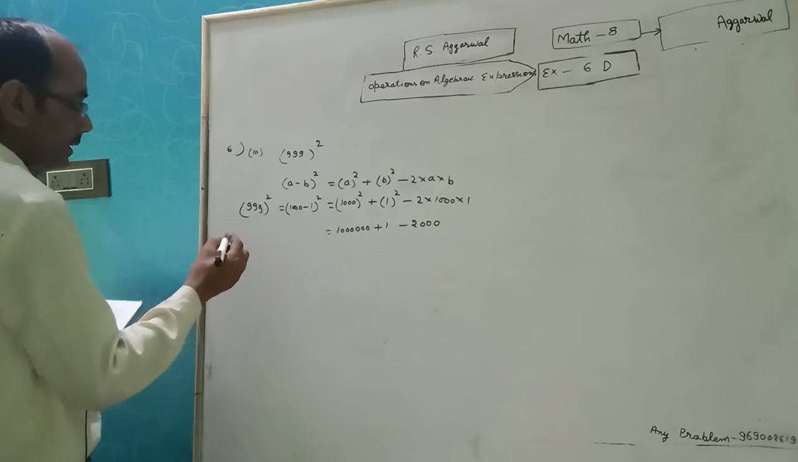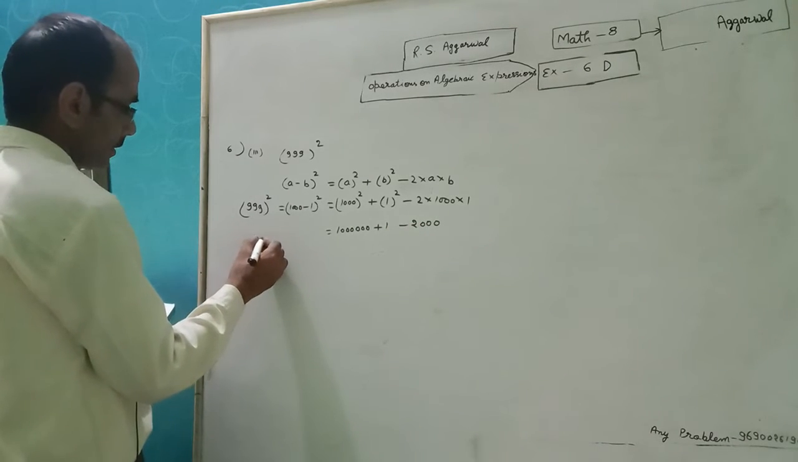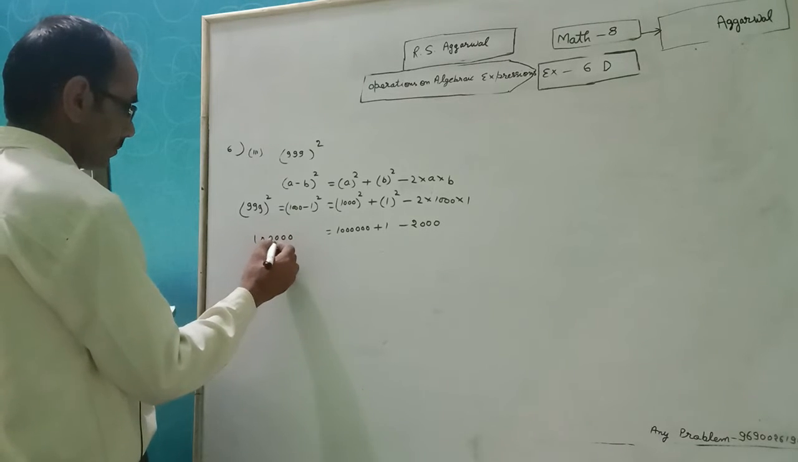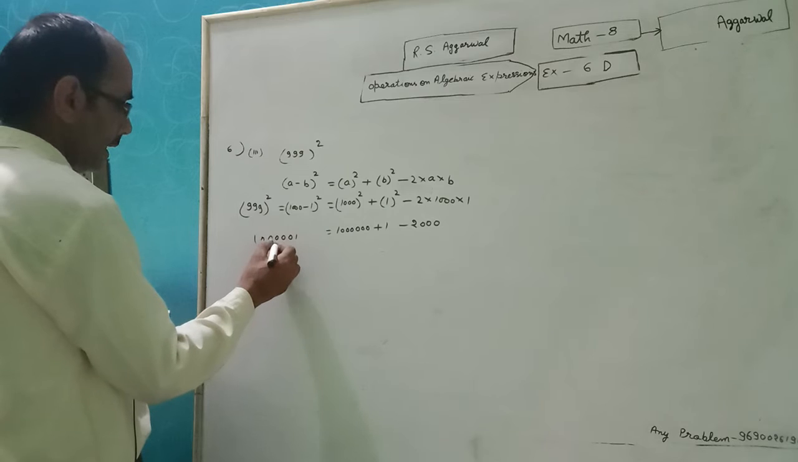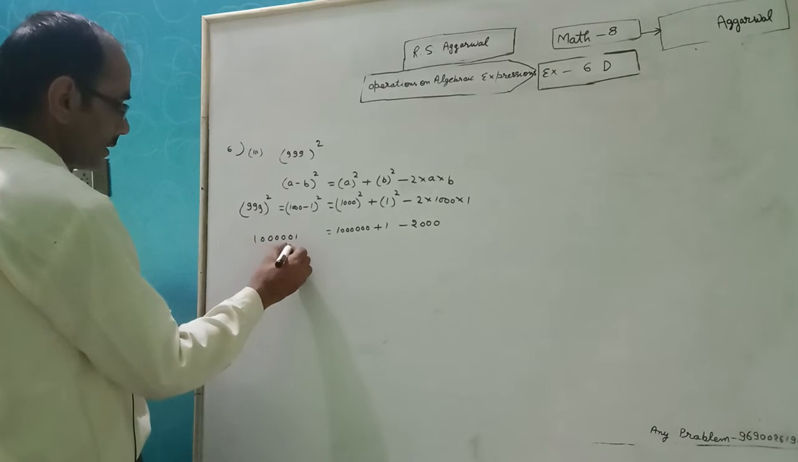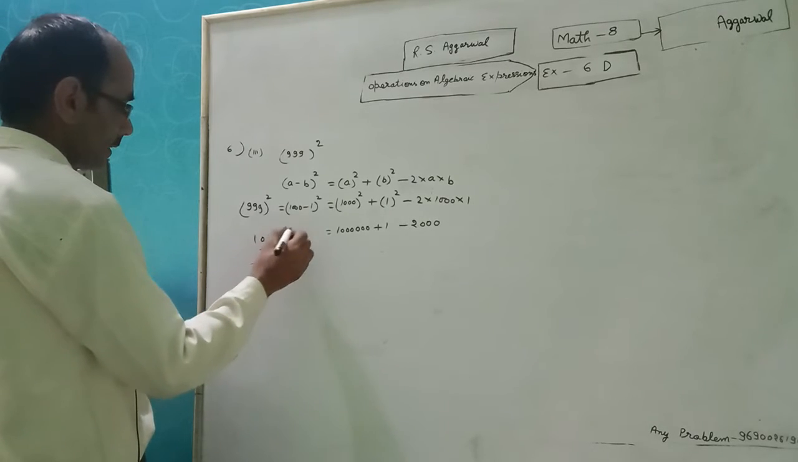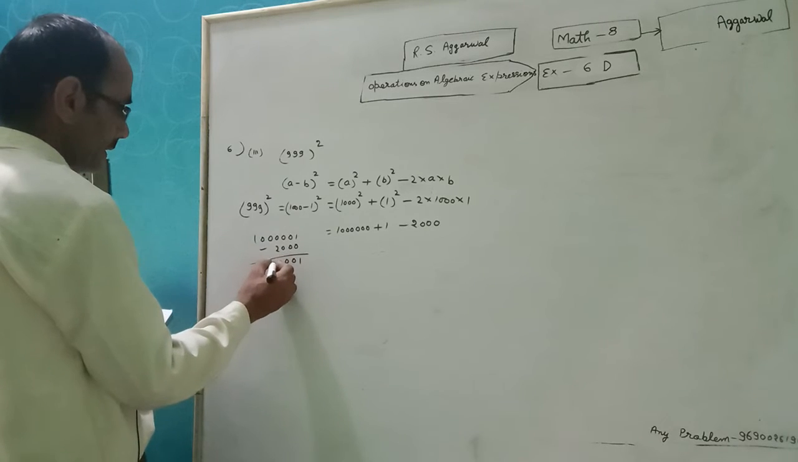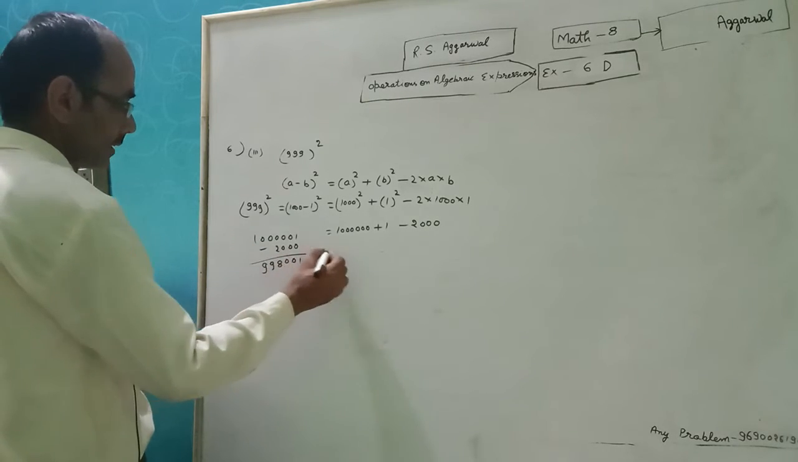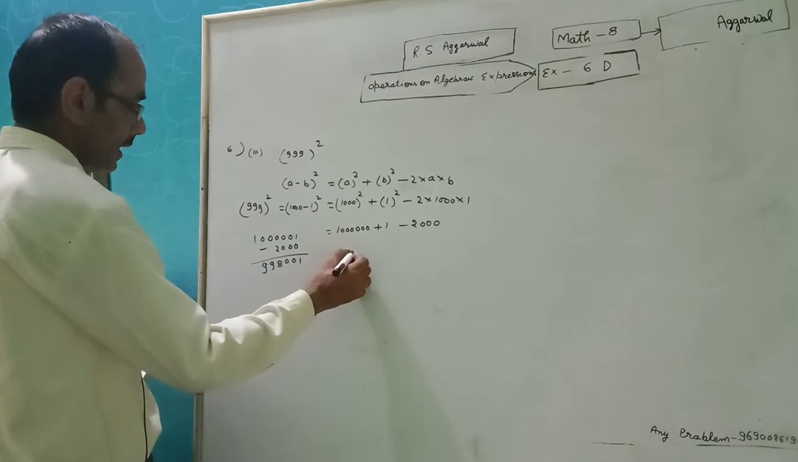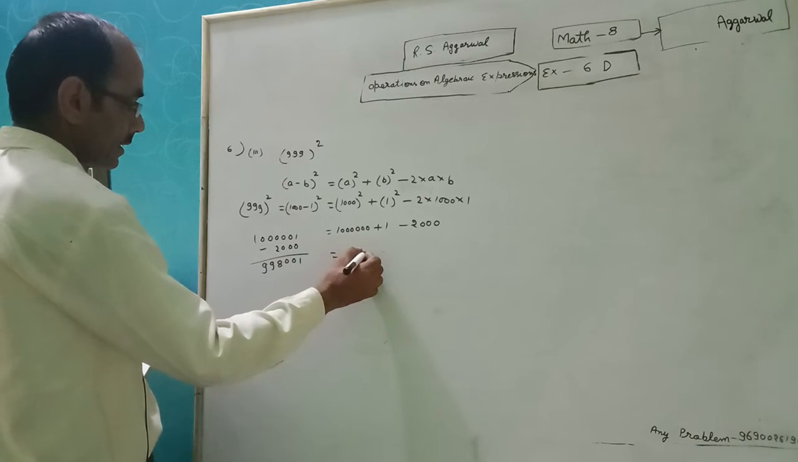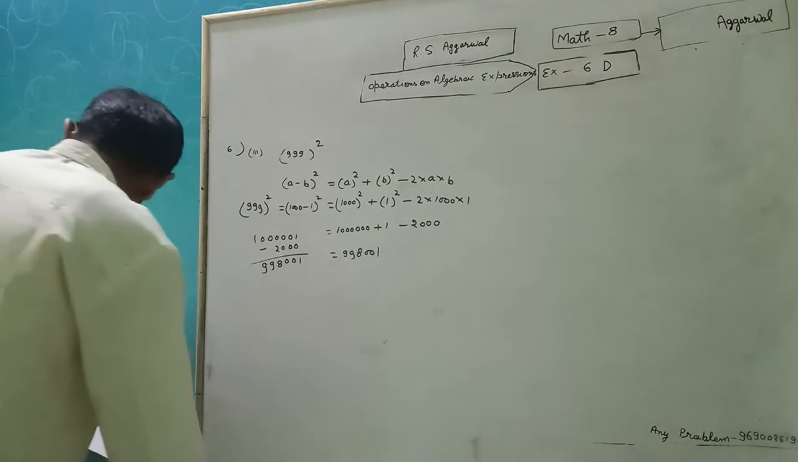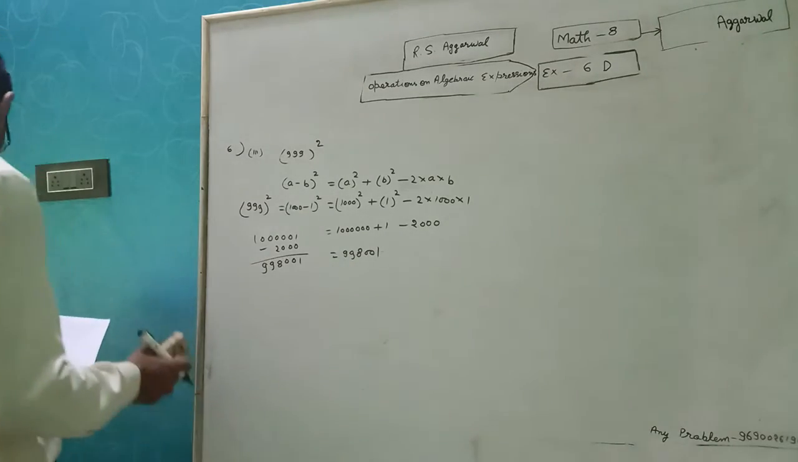After minus is 1000000 plus 1 minus 2000. The answer is 998001. That will be the fourth part.